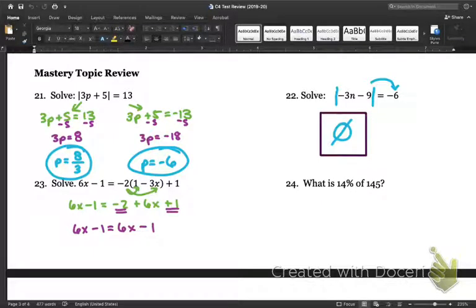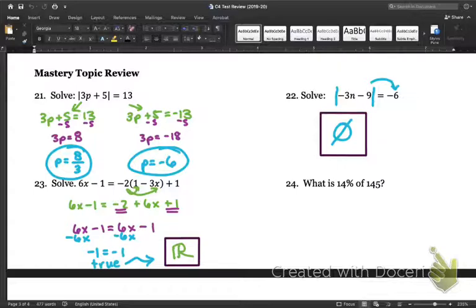Now we can start to rearrange. We're going to get our letters to the left by subtracting 6x, but when that happens, they both cancel. We're left with negative 1 is equal to negative 1. Now, since that's a true statement, we say all real numbers. If we were left with a false statement, it would be no solution.